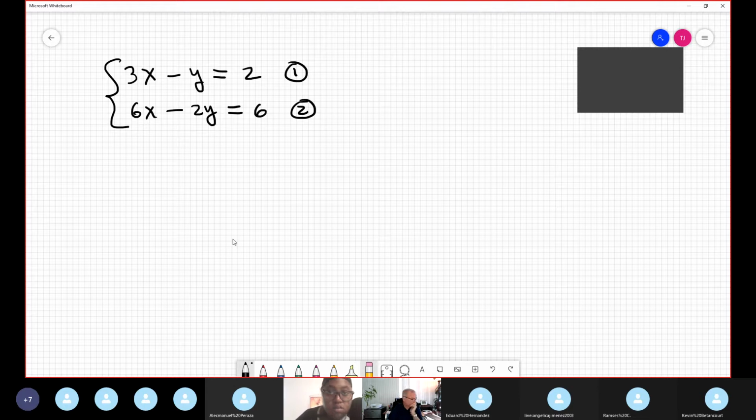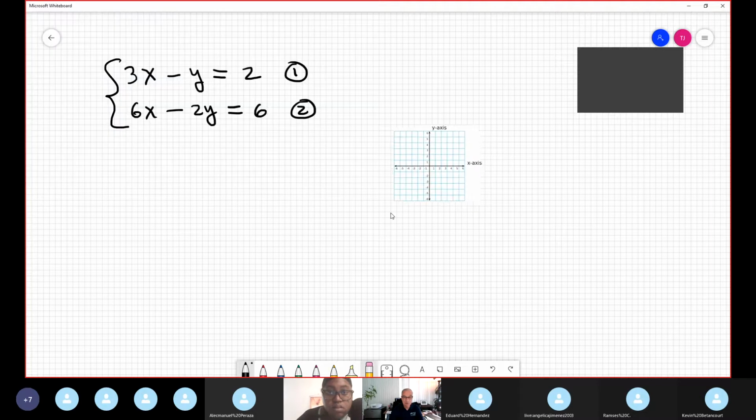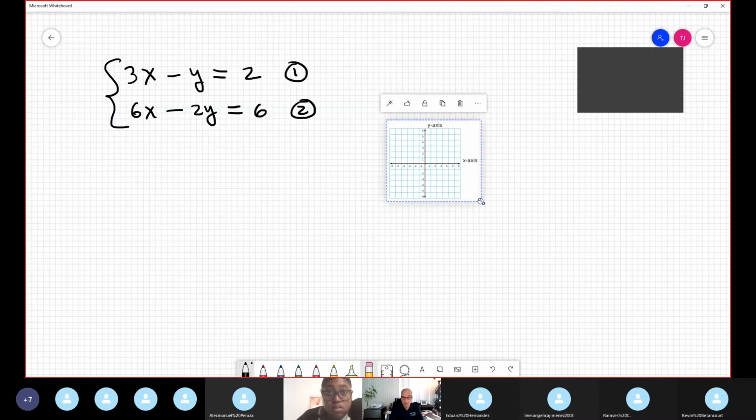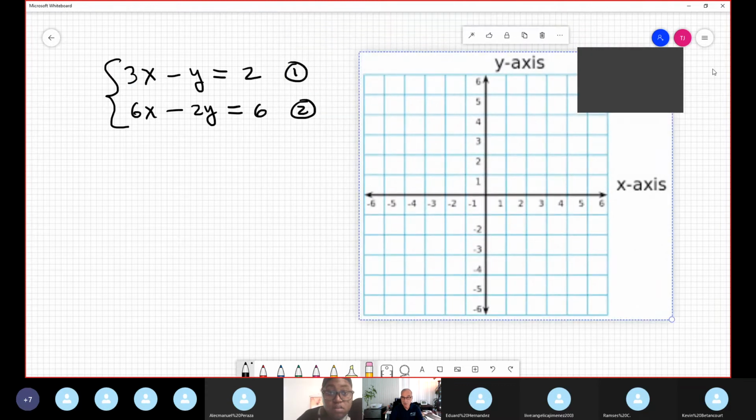Okay, so let's do the graph. I want to do it graphically. There are three ways: graphing, substitution, or elimination. Let me try to do it graphically. Okay, this is my rectangular coordinate system. Okay, good. I take equation by equation.